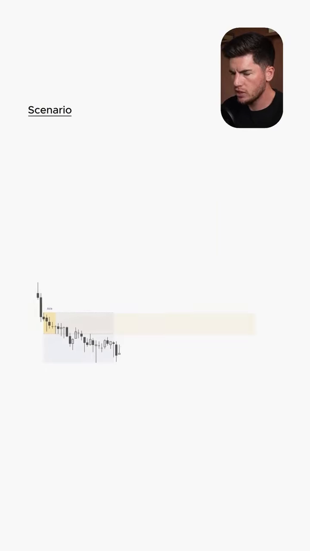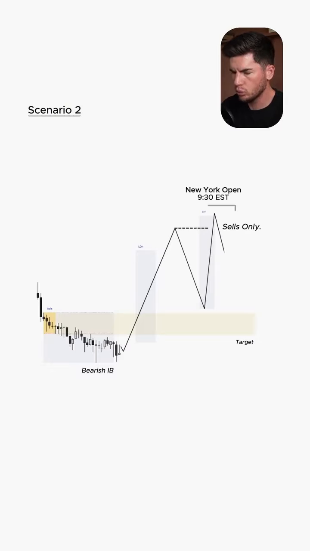The second way you can utilize the initial balance is to trade into it. If price moved away and is yet to mitigate that same day, you can trade towards the initial balance and aim for it as a target.